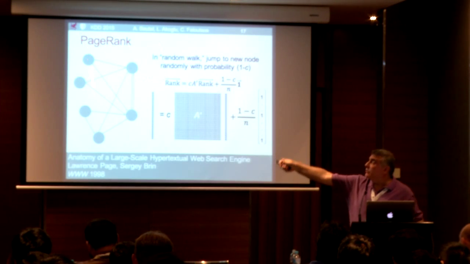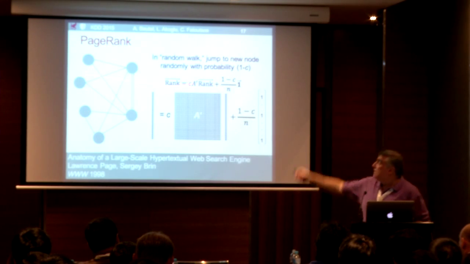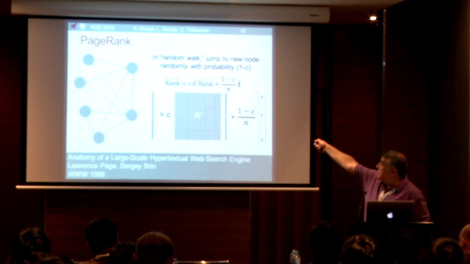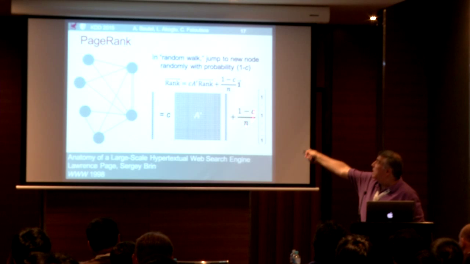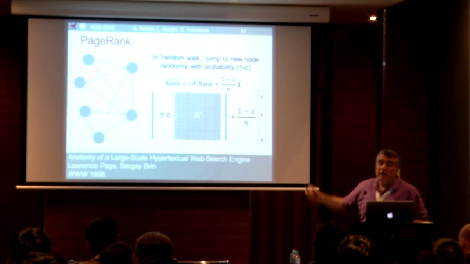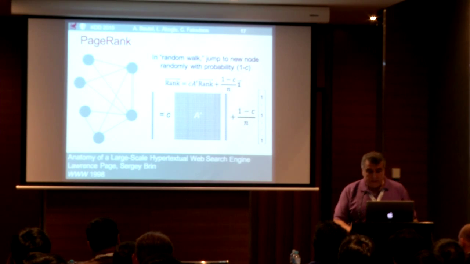Otherwise, you fly out and you fly to a random node. So this is the vector that tells you where you should fly out. With probability 1 over n, you can fly out to any of the other nodes, right? So this is random walk with restarts.